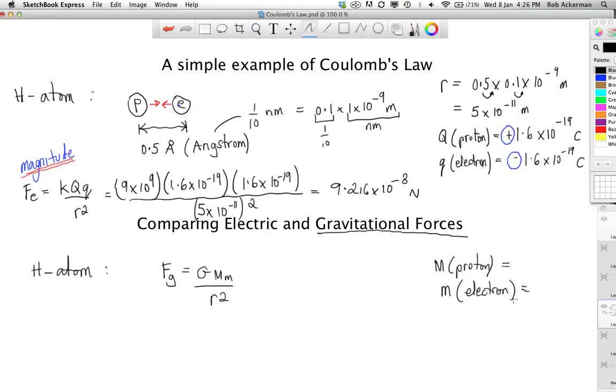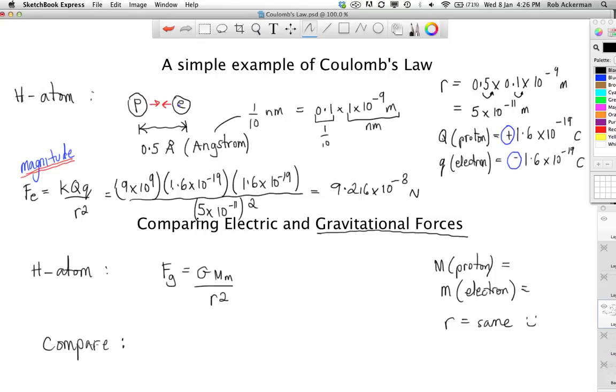Of course, the R value is still the same as before. There you go, a little bit of time saved. And I'd like you to calculate the gravitational force attracting these two. And then I'd like you to compare them.